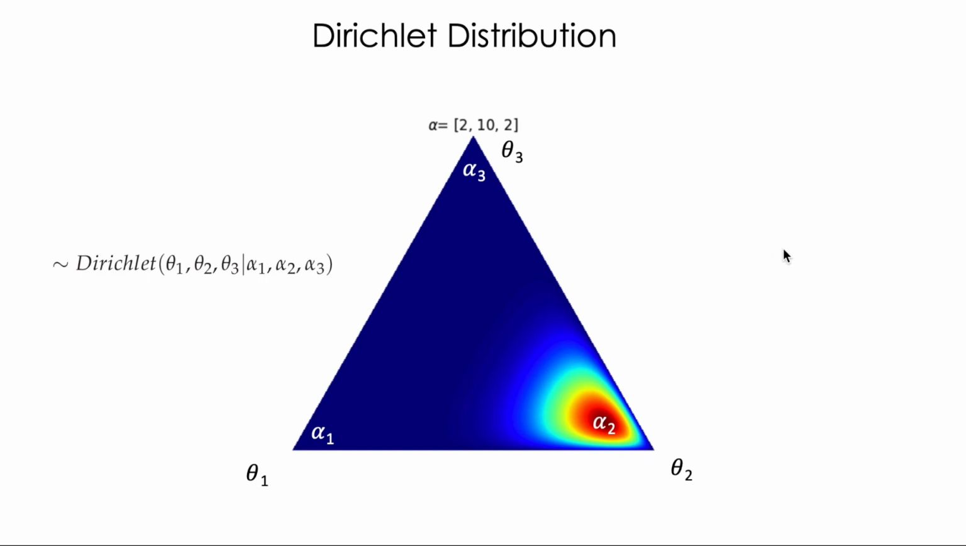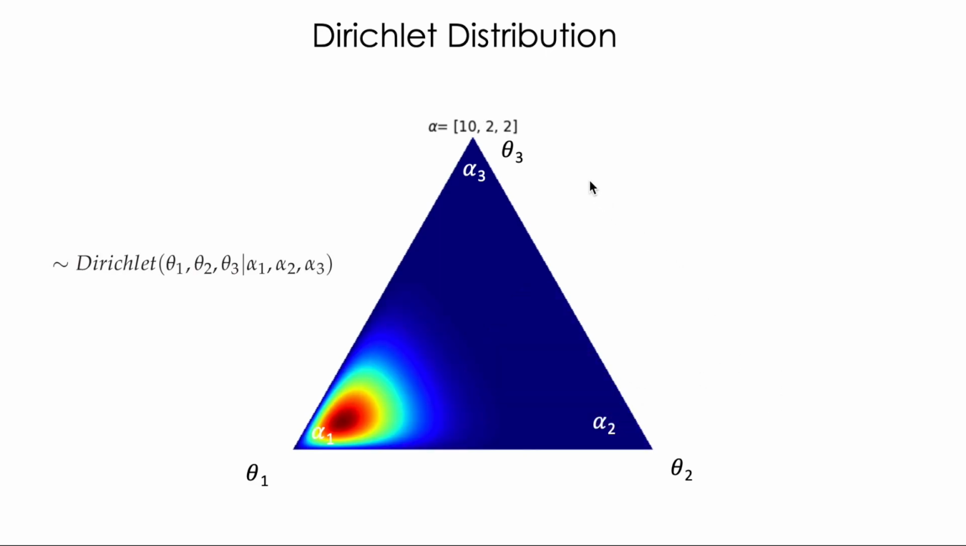Remember that the alphas were the imaginary counts, the parameters. So here we can play a little bit with the alpha. Let's say we have alpha 1, alpha 2, and alpha 3 in this vector here. As you can see, alpha 2 is way bigger than the others. That means that our imaginary counts for alpha 2 are higher. In other words, our prior should be higher for theta 2. And that's why this Dirichlet distribution has most of the mass concentrated in the corner of theta 2.